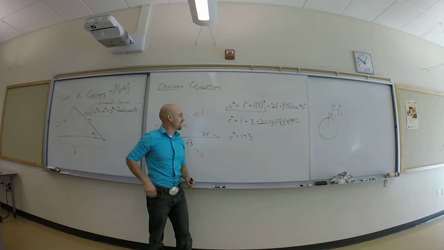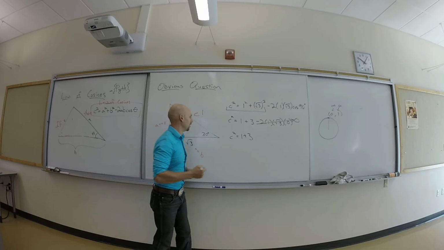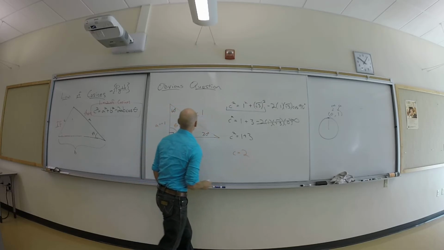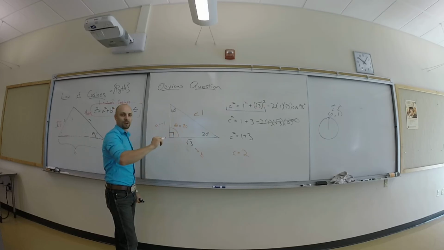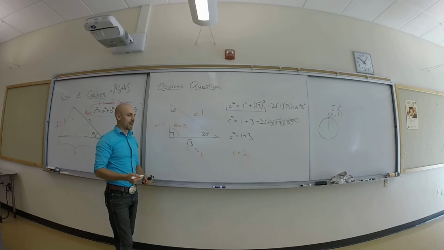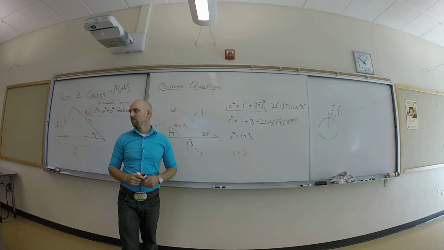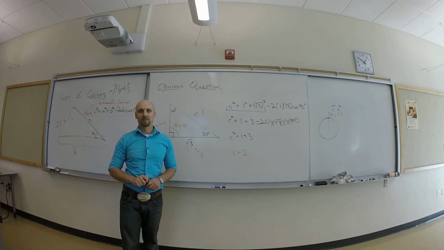What am I going to get for C at the end? 2. I'm going to get the usual, C is 2. Does that check out with my usual 30-60-90? Yep. Yeah. Cool. Questions on that? Okay.